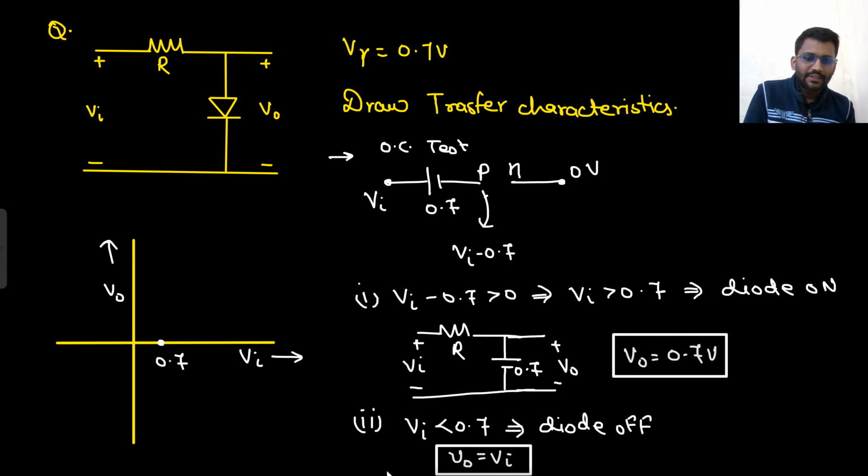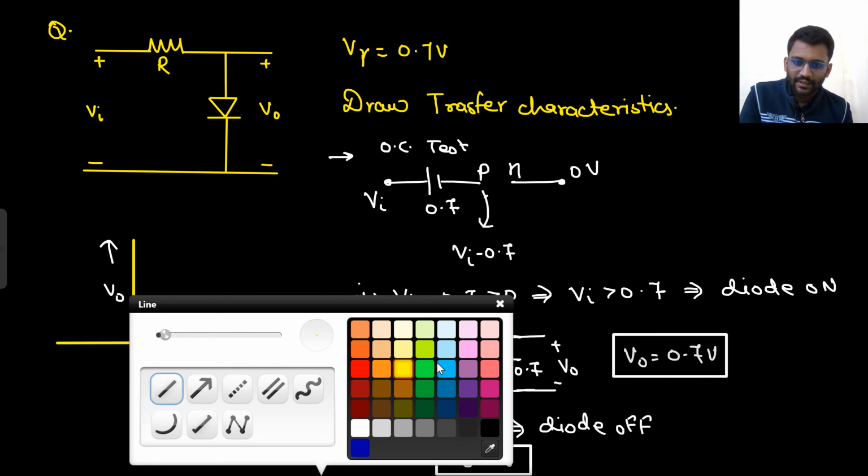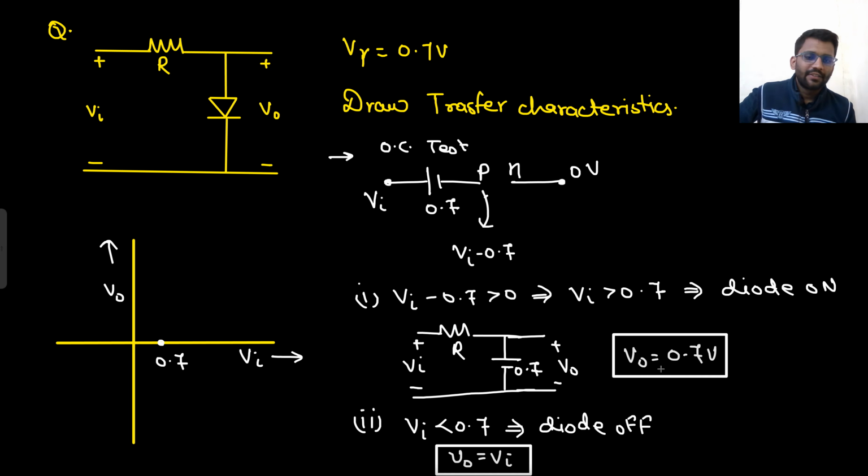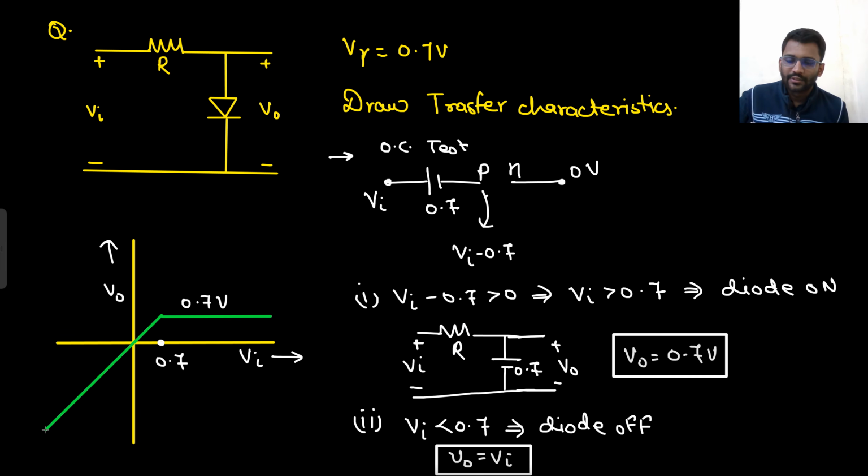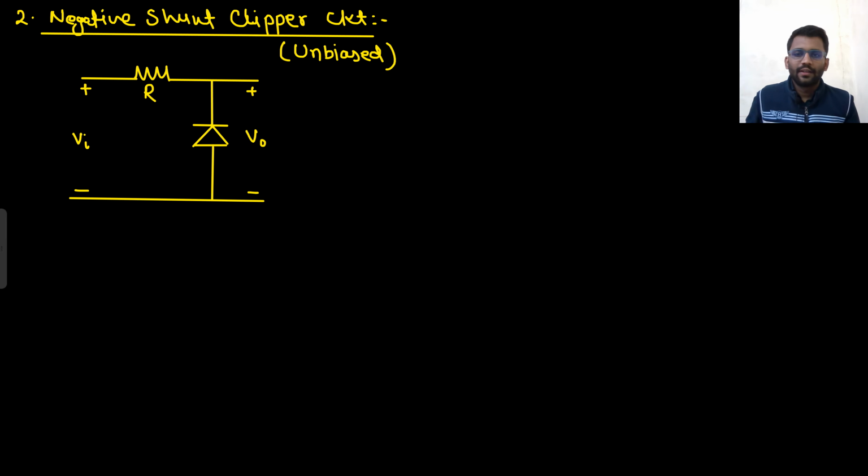So for V in greater than 0.7, V out is always equals to 0.7 volt. For V in less than 0.7, V out is equals to V in. So here your V out is equals to V in, with slope being 1. Well and good. Let's move on to the next problem.